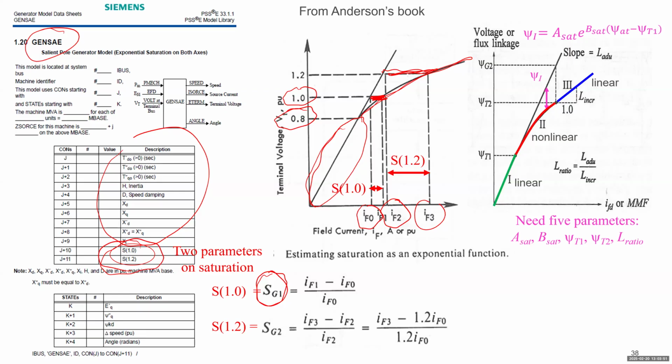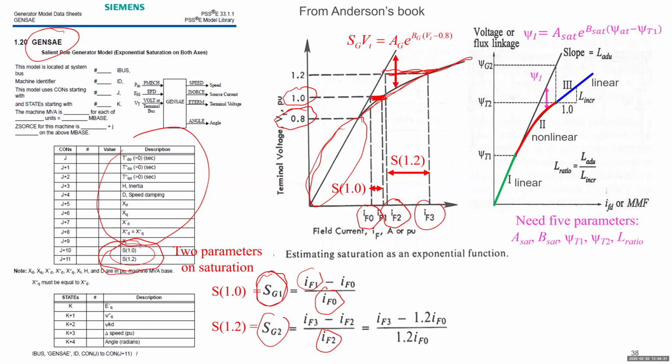So IS 1.0 is basically just how the IF1 compares to nominal current. So that gap will be normalized regarding the IF0, so that will be a ratio. So this one is like a percentage or ratio. The IS 1.2 is also the same function, but taking the value at increased current, IF2 and IF3, normalized by the IF2, so you get the second ratio. Okay, that's the definition about the saturation in this manual.